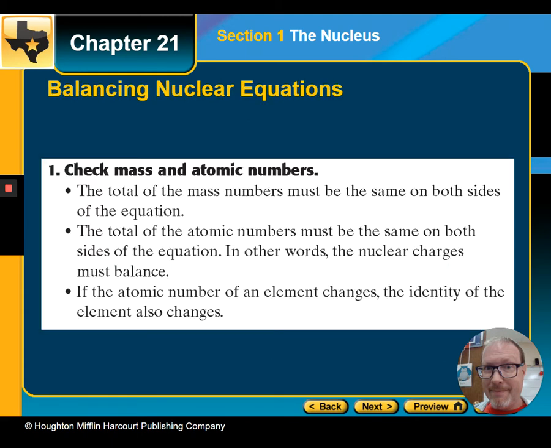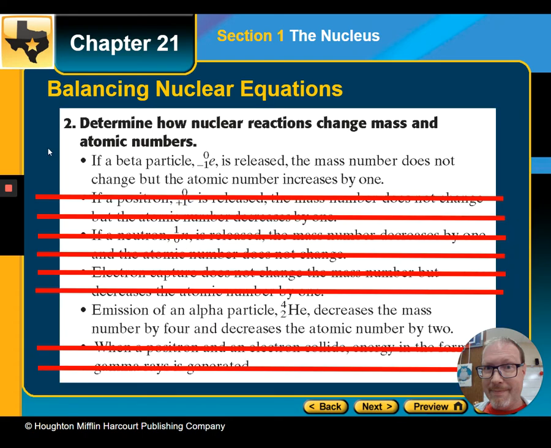Again, if you're going to be balancing a nuclear reaction, you want to check that the total mass on both sides adds up the same, and you want to check that the total atomic numbers, the lower numbers, the charges, add up to the same. So I've gone through a lot of things and crossed off a lot of stuff on this slide because we're really only going to be concerned with a couple of ways that an atom goes through a nuclear change. We're going to be talking about something called beta particles and something called alpha particles, and we'll talk about that more, so I'm going to skip past this slide.